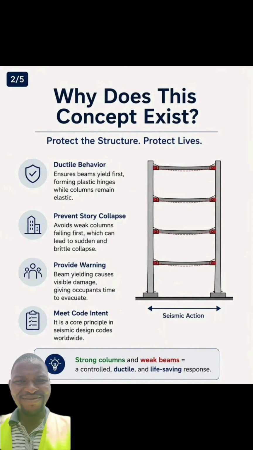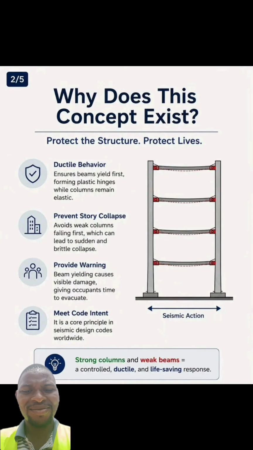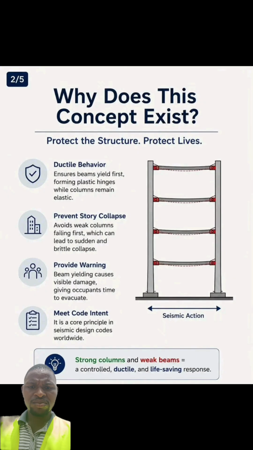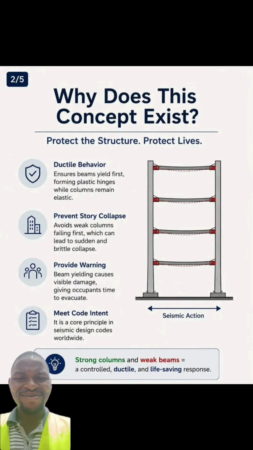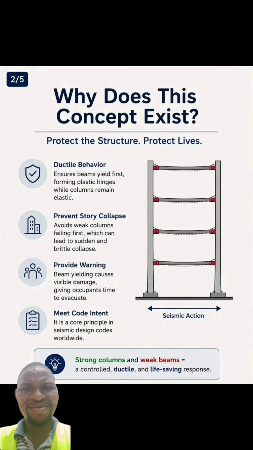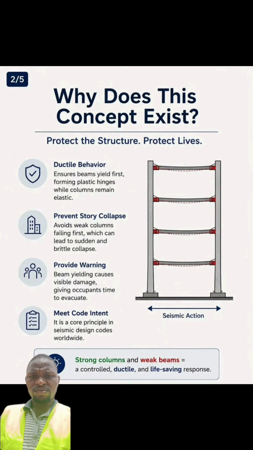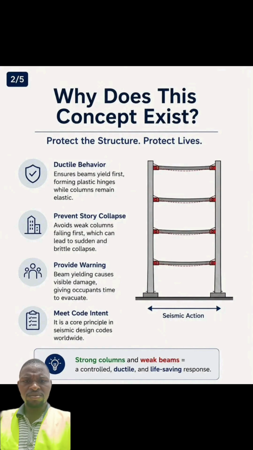Then we have the first one, ductile behavior. Ductile behavior ensures beams yield first, forming plastic hinges while columns remain elastic. So your beam tends to yield first. The beam is the point of consideration here. It yields first, forming plastic hinges at the corners, that is the edges where it is connected to the column, while the column remains elastic.